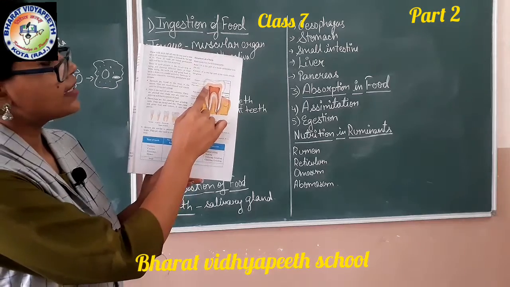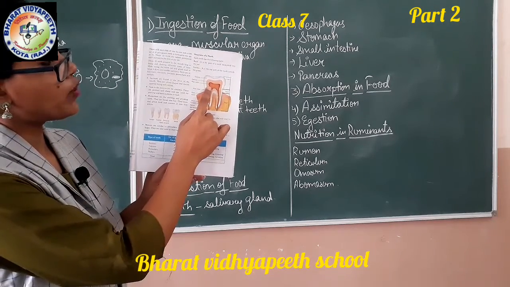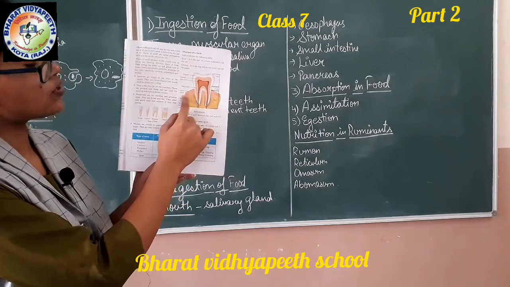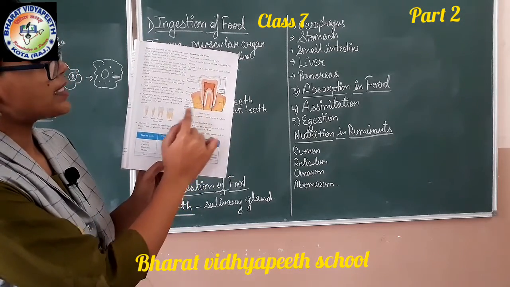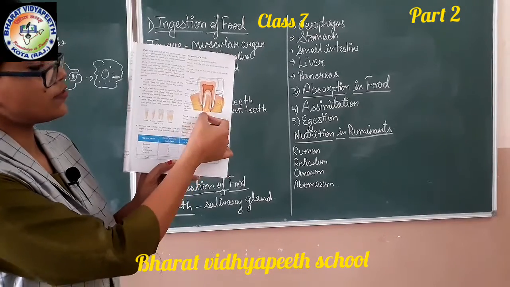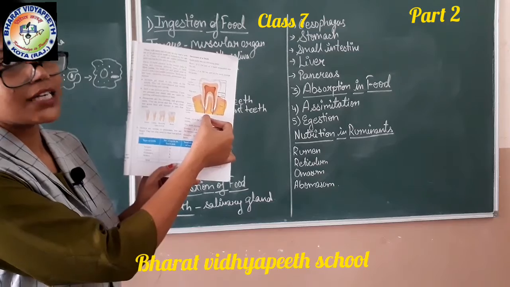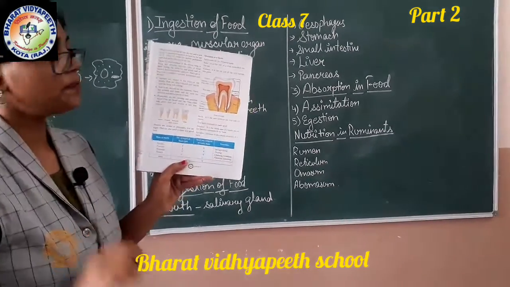After this there is dentine, pulp cavity, root canals, and gum tissue. These surrounding tissues are the gum tissues. Then bone, cementum, and the nerves, which are the vessels that connect our teeth to the nerves and blood vessels. This is the structure of the teeth.